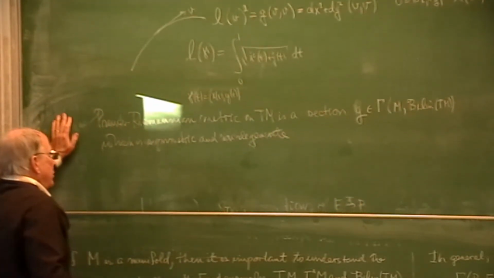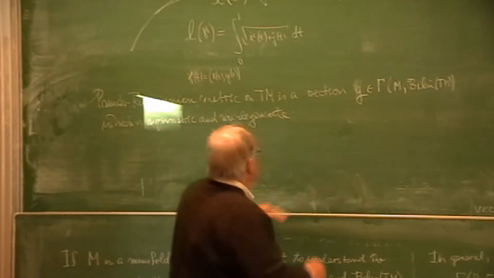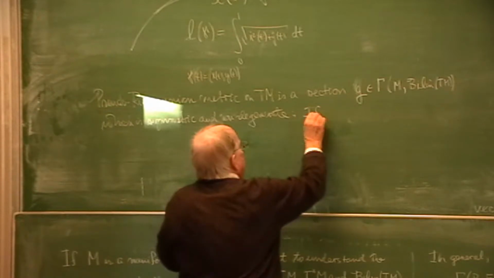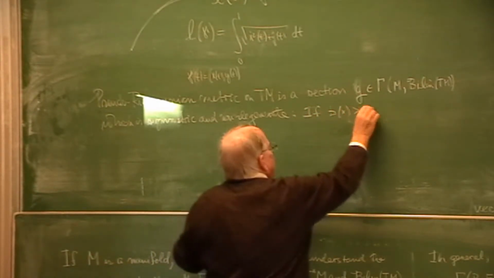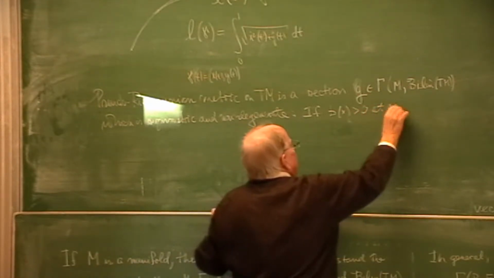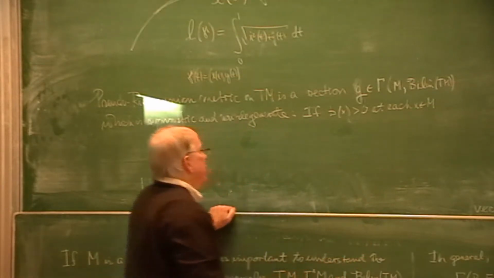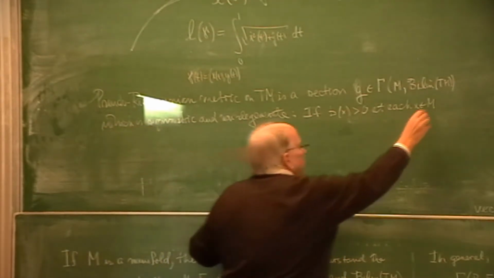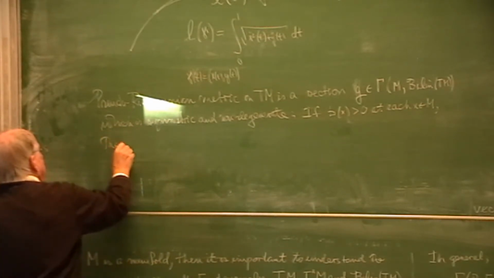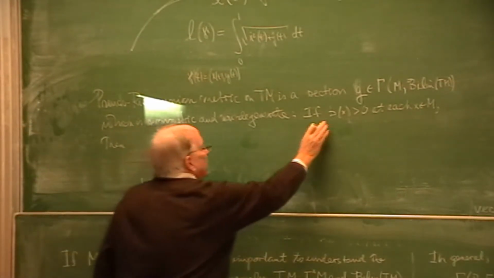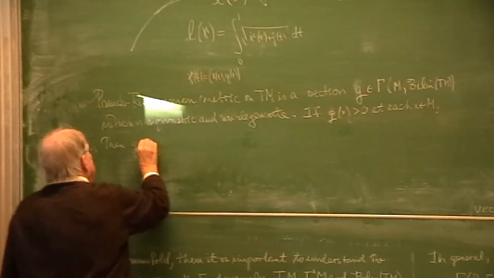The word pseudo, maybe I should not use in this context, but let me just say, I will use it very quickly. If it's positive definite at each point, and of course it's enough to have it at one point, because it's never degenerate, then G is called a Riemannian metric.